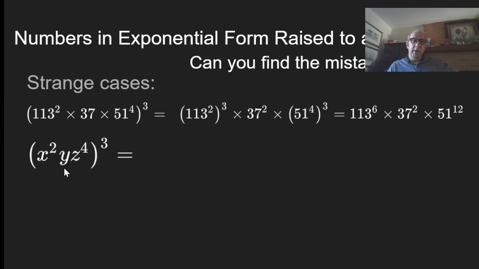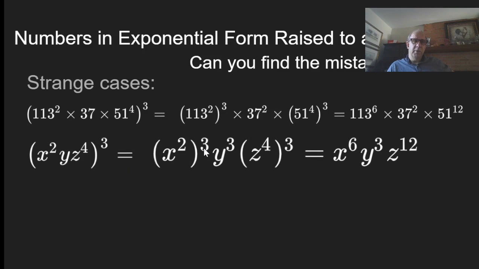x squared times y times z to the 4th, all of that raised to the third power. So I'm just going to split them up and make each of them cubed. So look how I did it as easy as possible. Took the x squared and said, okay, that's being cubed. Then I took the y and said, okay, that's being cubed. Then I took the z to the 4th and said, okay, that's being cubed.